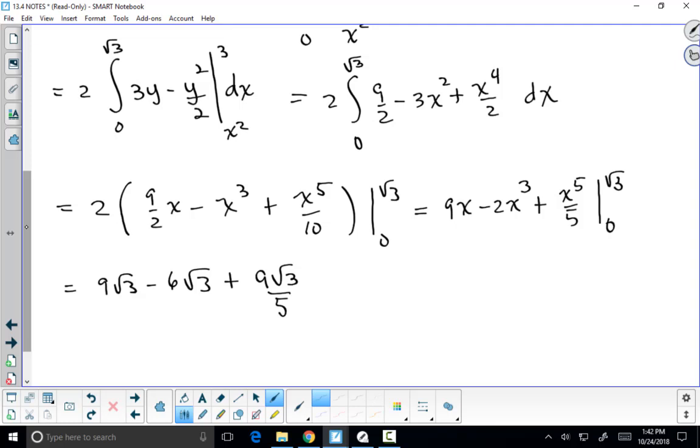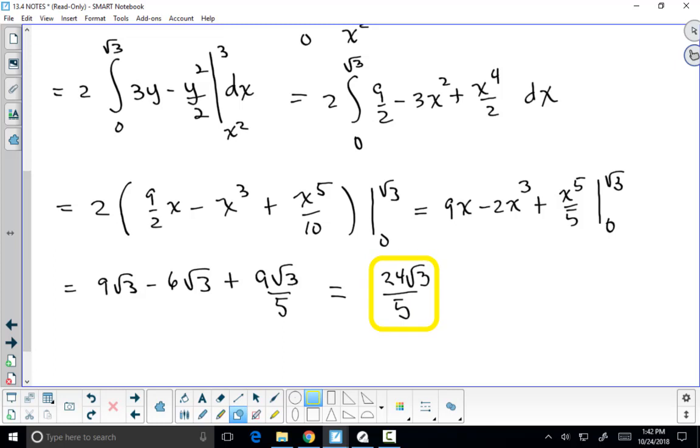Common denominator of 5. Ooh, this thing never ends. Can we combine the first two first? Combine the first two, so we get 3 root 3, so 15 root 3 over 5 plus 9 root 3 over 5 is 24 root 3 over 5. What's the messiest answer then? Okay, not quite as nice.